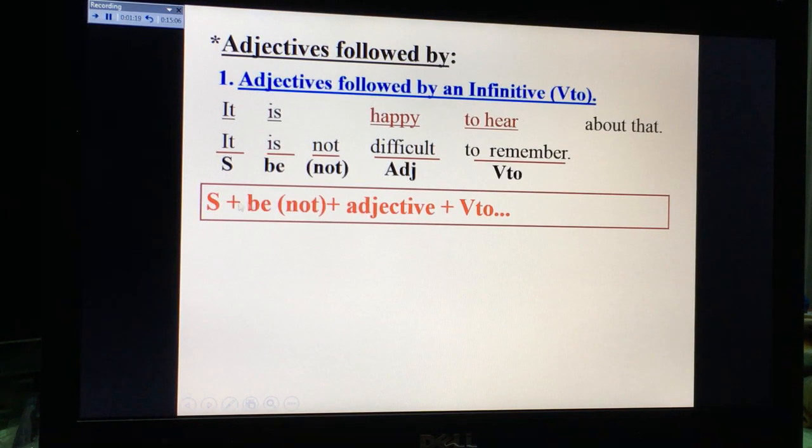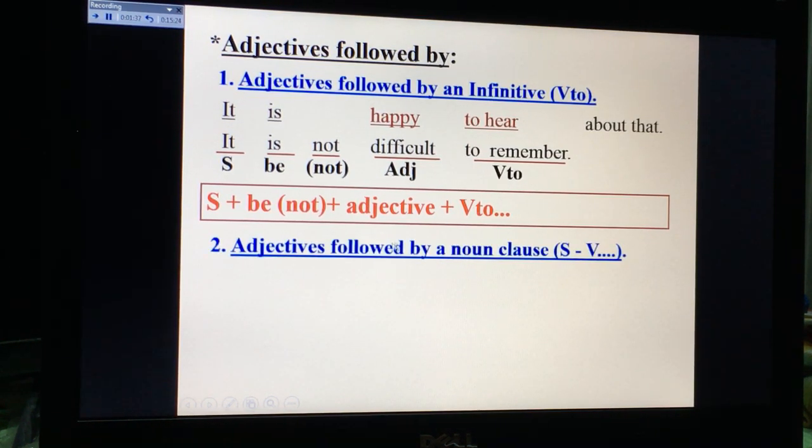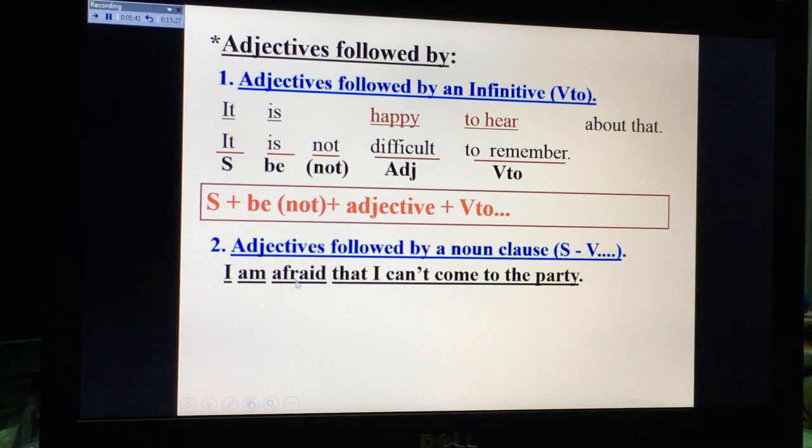Now remember, subject be, we can use not or without not, and then adjective, and here is important. After an adjective we use V2. Remember that. We use V2 after an adjective. We don't use V-ing or V0. Now look at the next example.